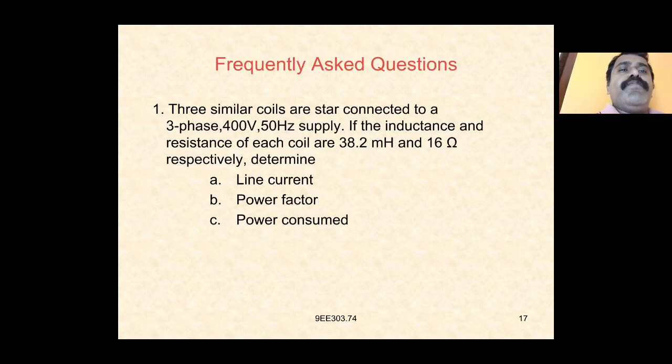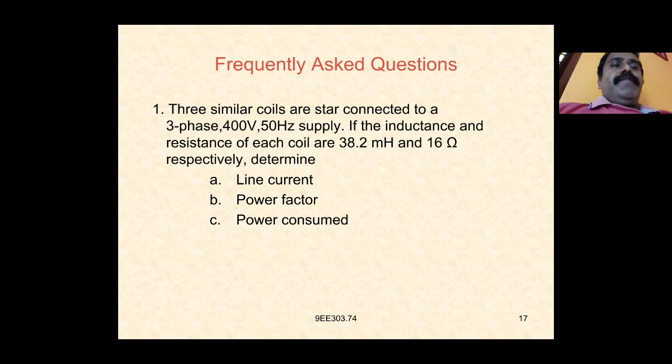So here is the given problem: three similar coils are star connected to a three phase 400 volts, 50 hertz supply. If the inductance and the resistance of each coil are 38.2 millihenries and 16 ohms respectively, determine the line current, power factor, and the power consumed.